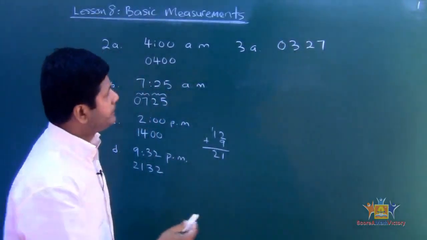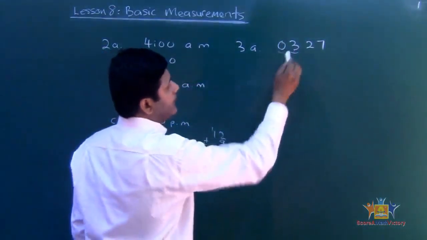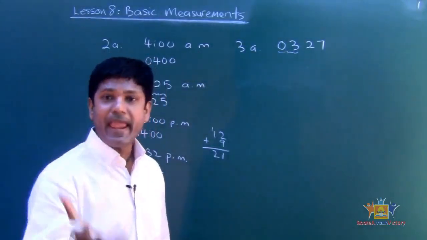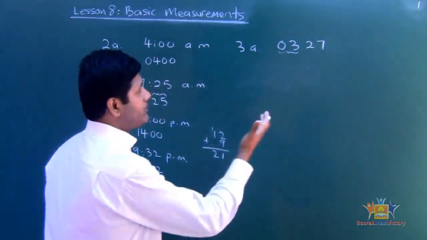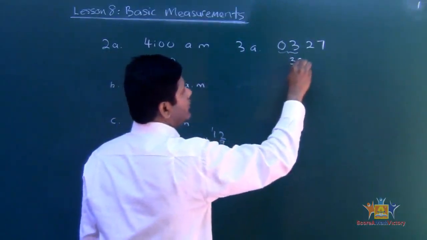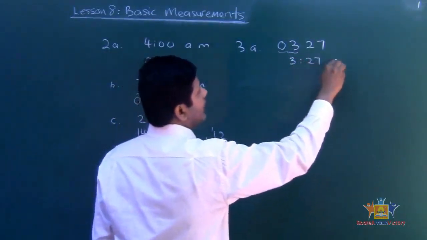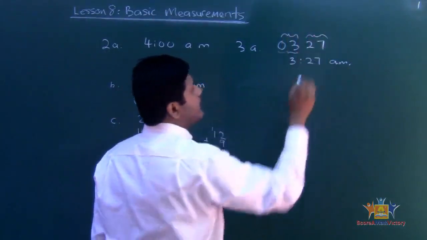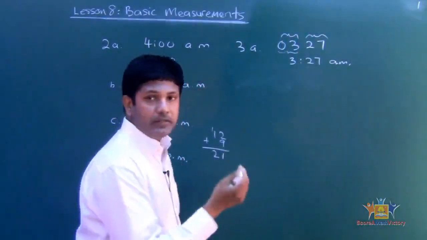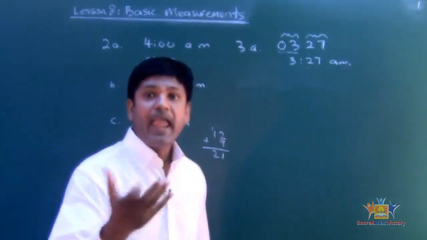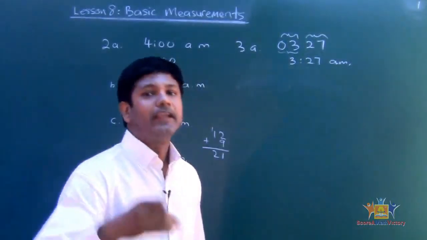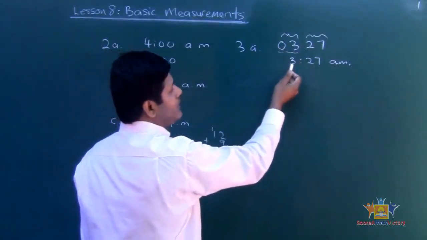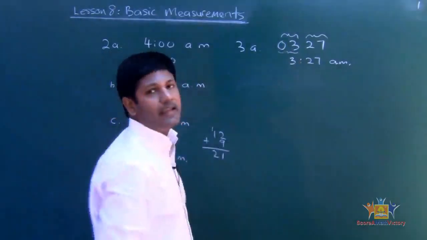Now, look at that. This is less than 12. If it's less than 12, it's going to be AM. So I know it's going to be 3:27 AM, because I know this is the hour and this is the minute. If the 2-digit hour is below 12, it will be AM. If it's above 12, it's PM. In this case it's below 12, which is 3, so 3:27 AM.